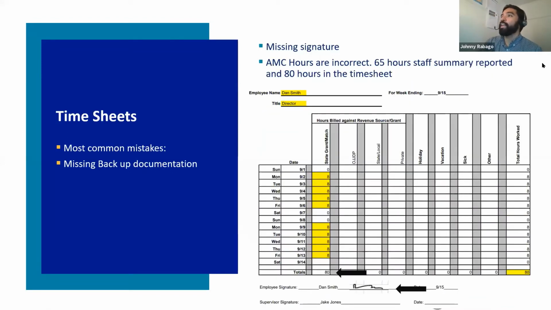Yeah, and as Elizabeth pointed out, missing signature for Dan. All timesheets must be signed by employee and supervisor and dated as well. And something else wrong with Dan's timesheet, as you can notice with the highlighted column, there's 80 hours reported for the state grant / match, this vague grant that we can assume is match, it's a state grant. We can't really assume that it's AmeriCorps, so we have 80 hours, not clear where those hours are allocated. So 80 hours completely off, doesn't really match with the staff summary.